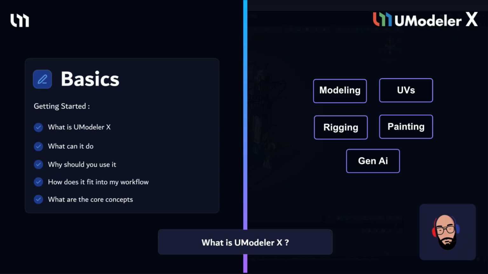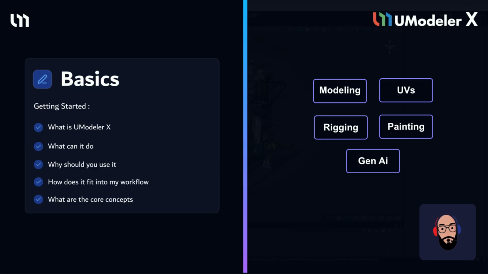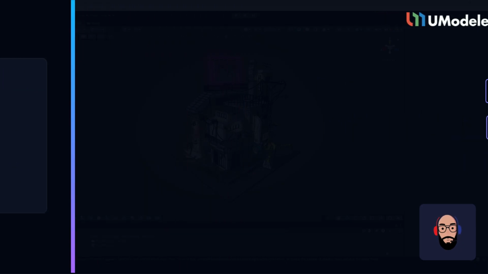UModelerX is basically your entire 3D creation pipeline inside of Unity. Instead of bouncing between Blender, Maya, and Unity, you get modeling, UVs, rigging, painting, and even AI-powered 3D generation all in one place. It turns Unity into a full 3D studio, so you can build assets, tweak them, and drop them straight into your scene without ever leaving the editor. If you've ever wished Unity had real modeling tools built in, this is pretty much that dream.